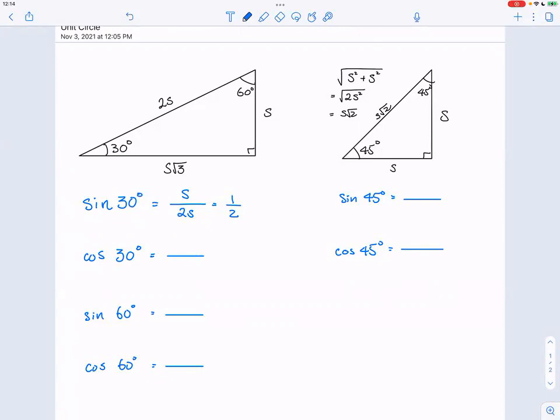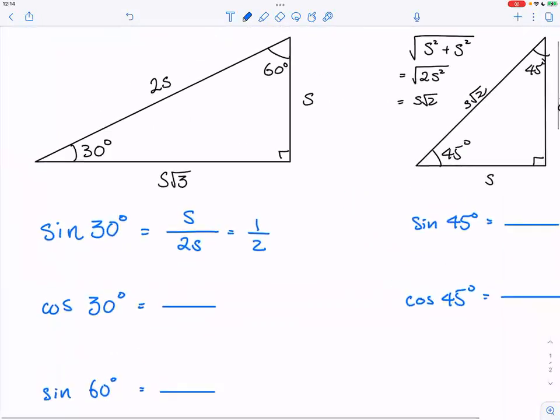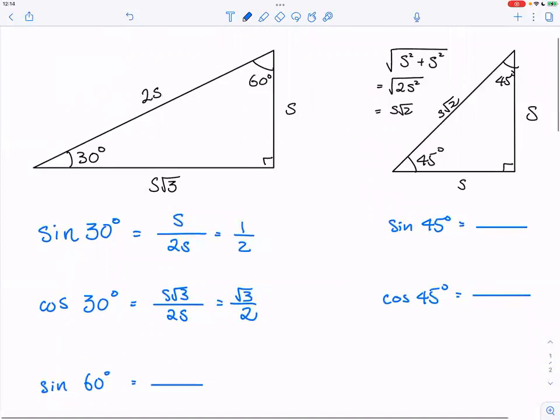All right, so what's cosine of 30 degrees? It'll be s√3 over 2s, which becomes √3 over 2. Sine of 60, so you look at the 60-degree angle. What's the opposite side of the 60-degree angle? s√3. Hypotenuse is still 2s.